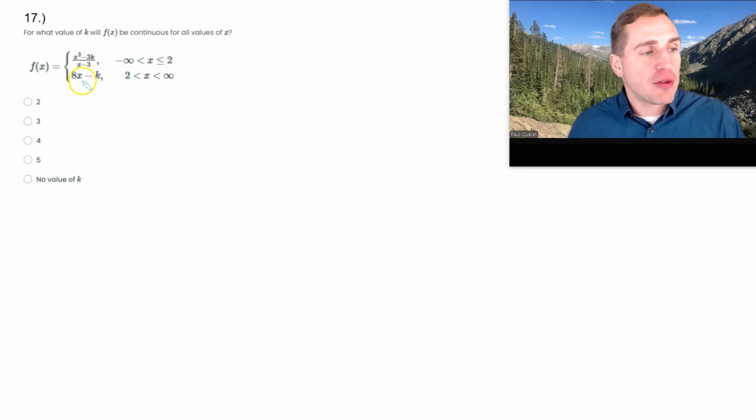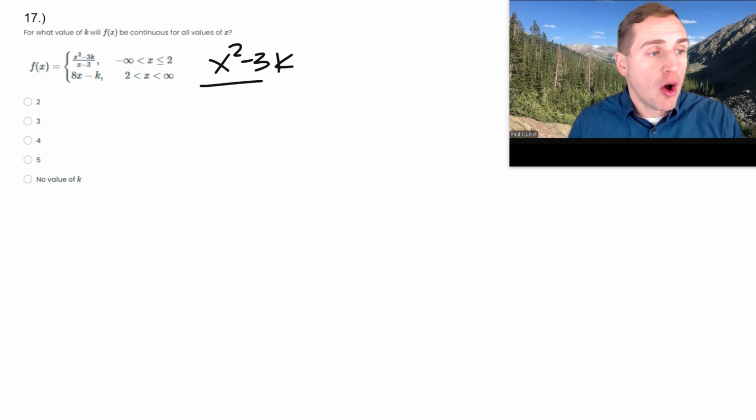This rational function meets up with a linear function. So we're going to change the value of k. In other words, we just literally need to set these two branches, these two pieces, equal to each other. So let's do that. That's (x squared minus 3k) over (x minus 3) equals 8x minus k.